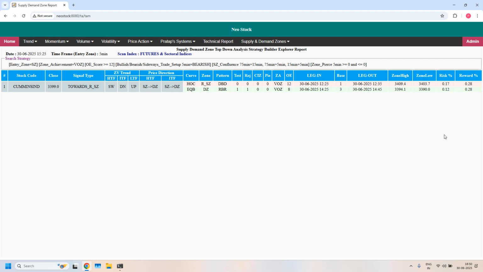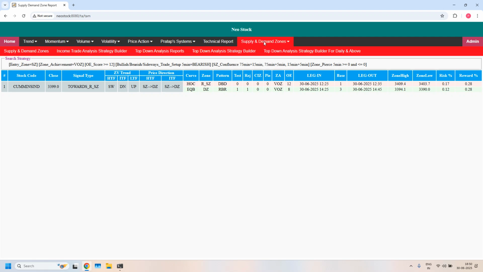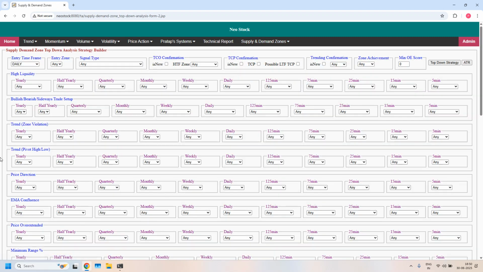So we have completed all the income trade reports. Next, we will generate finding the stocks near demand and supply zones for different time frames, and also weekly and above time frame we will verify price closed inside the demand and supply zones. Also we will filter with EMA confluence from quarterly time frame to weekly time frame.